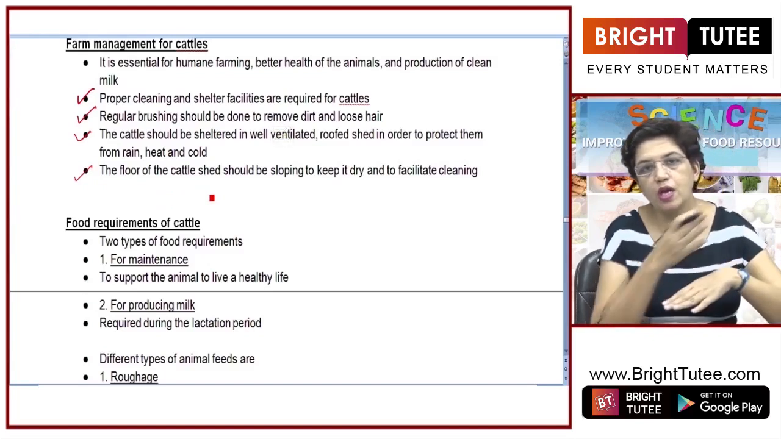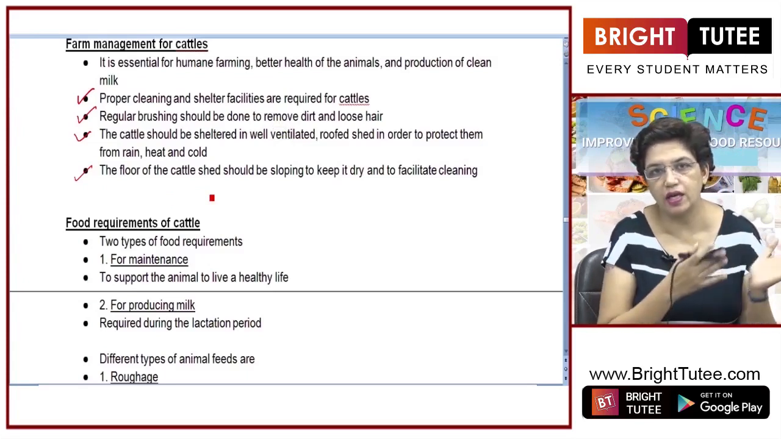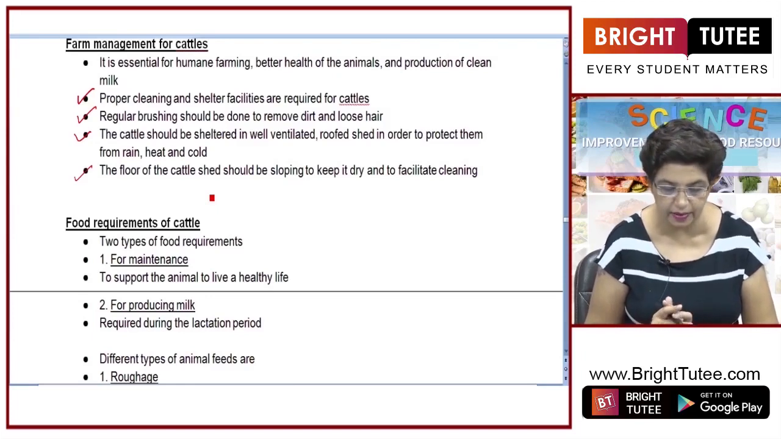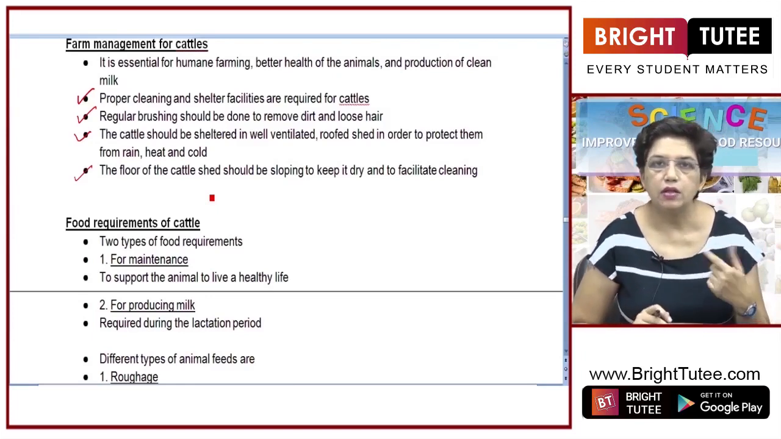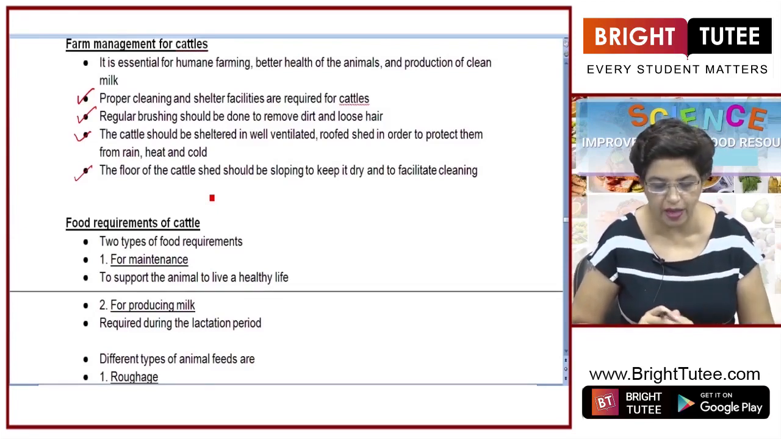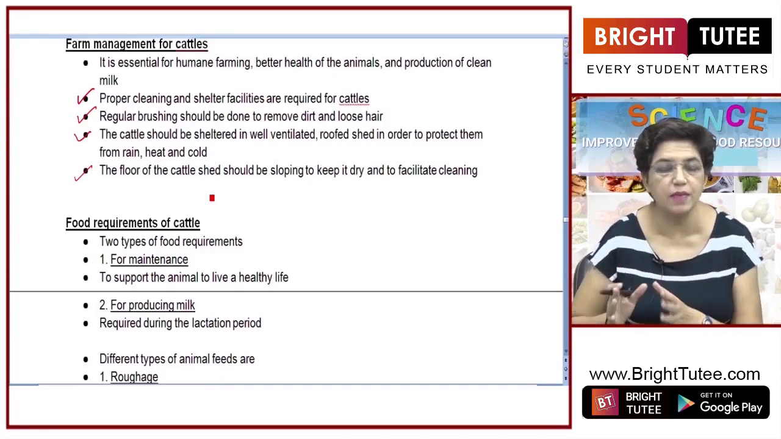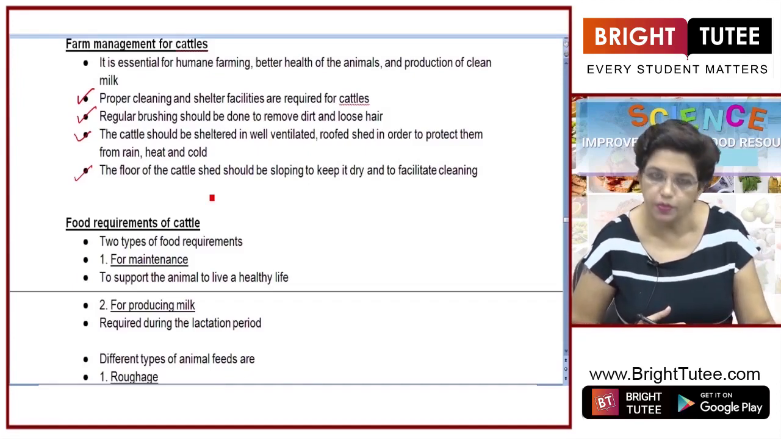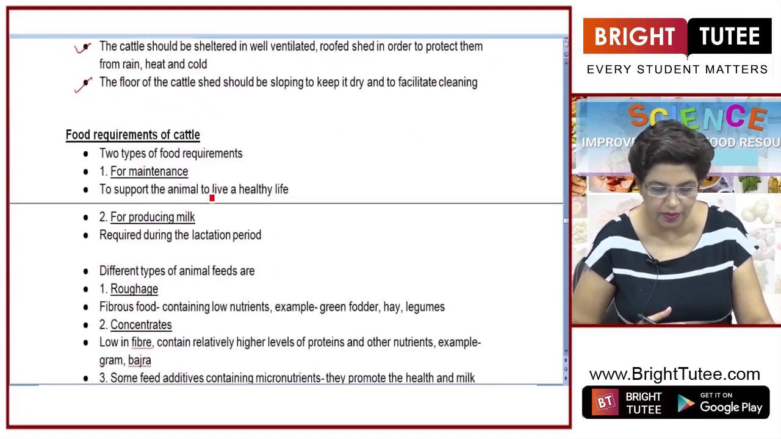So if it is sloping, the water will not stagnate there. It will be easy to clean it. Even the rainwater will not get stagnated there. So mainly it should be ventilated, it should be clean, even the animal body should be clean, they should be given a bath at regular intervals. So this kind of farm practices keep the cattle healthy, as well as lead to production of better quality of the products which we obtain from them.